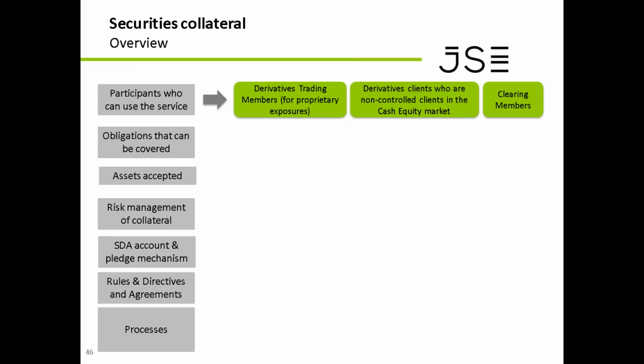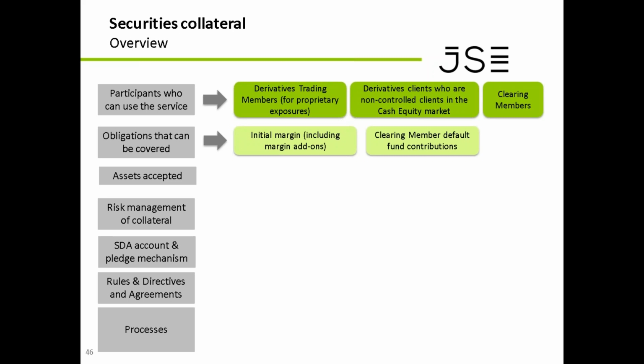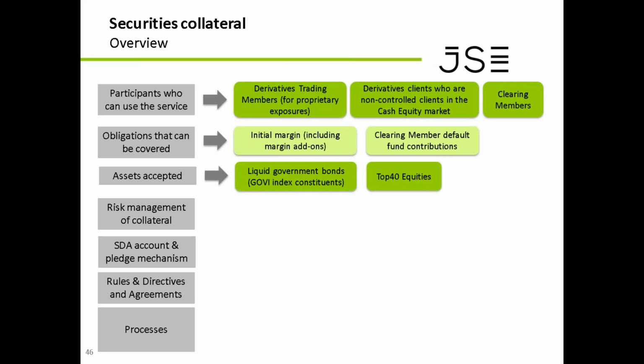The clearing members can also pledge collateral, but that would be on the default fund, not as part of your normal exposures. We allow you to cover your initial margin and additional margin, and then, like I said, the clearing member can cover his default fund contributions. We take liquid government bonds and top 40 equities, and then at a later stage we look at FX.